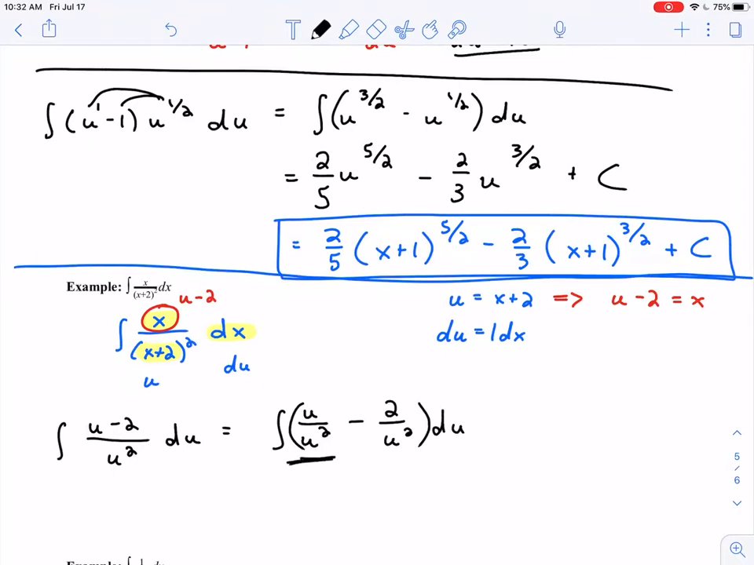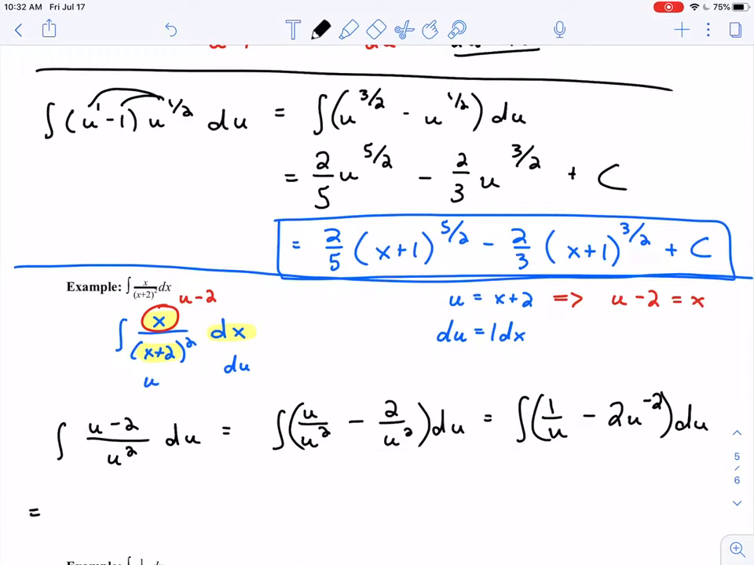This term right here I can simplify. I can cancel a u. So let's do that before we integrate. This is 1 over u minus, looking ahead, I know I'm going to want to integrate that. I can't do that with u squared in the denominator. So let's rewrite that as minus 2u to the negative 2 power du.